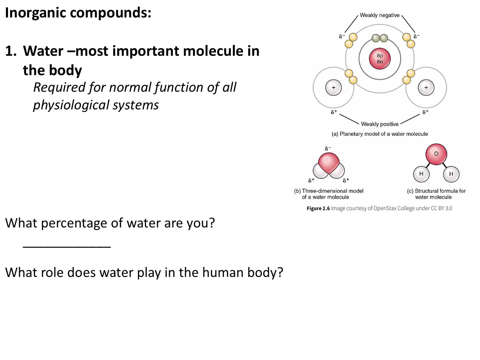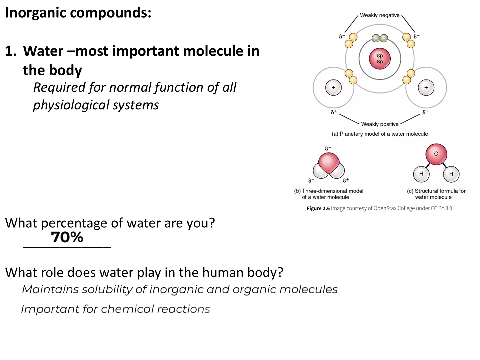Water is the most important molecule in your body. It is required for all normal physiological functions. Water is so important that 70% of your body mass is water. It helps to maintain the solubility of inorganic and organic molecules in your body. It's important for many chemical reactions. It is involved in lubrication, such as the fluid that is found within your joints, and it is important for the maintenance of body temperature.